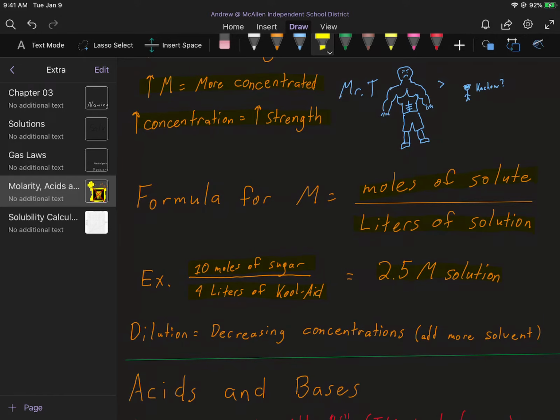There's also this concept of dilution. It's where you decrease concentrations, you decrease molarity by adding more solvent. So if we took this Kool-Aid solution of 2.5 molar, and let's say we double the amount of water. If it was 4 liters, now it's 8. So the new molarity is 1.25 molar. We have diluted it. We've reduced the concentration. We've added more solvent.